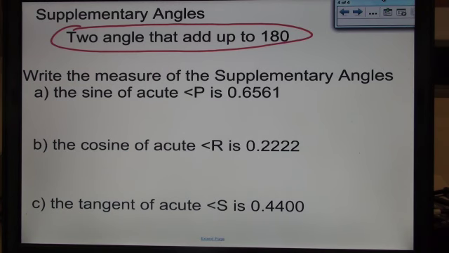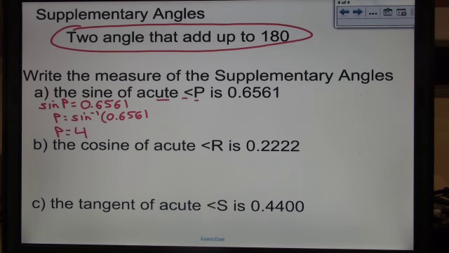And we can say, well, the sine of the acute angle P is 0.6561. So we say sine P equals 0.6561. Well, that means P equals the inverse sine of 0.6561. P, in our case, rounded to the nearest degree, is 41.